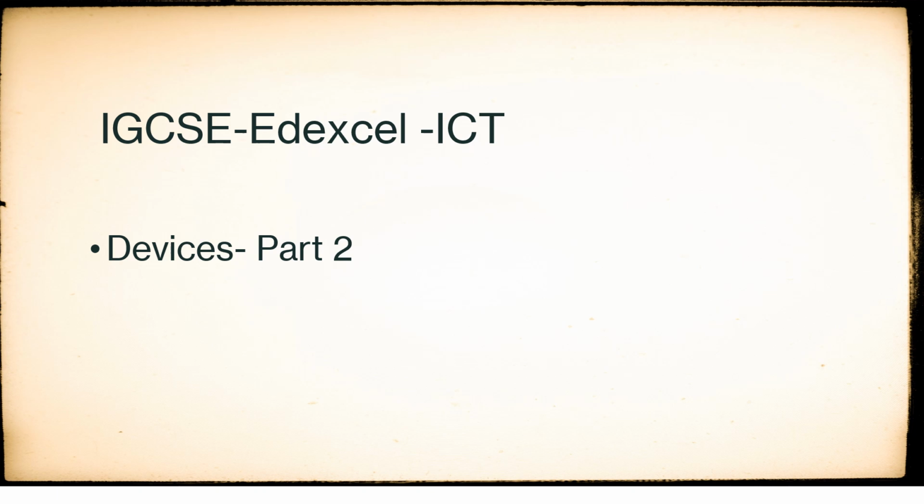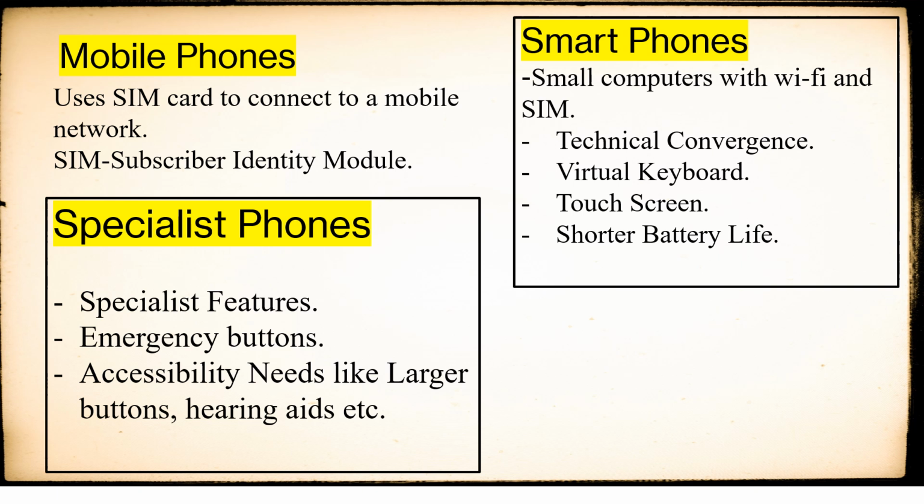Welcome to another video. Today we will be discussing part 2 of devices, which consists of specialist phones, smartphones, tablets, cameras and camcorders, and navigation aids. Starting with mobile phones. You all know the advantages and disadvantages of mobile phones. It will have a SIM card, or subscriber identity module, to connect to the mobile network.